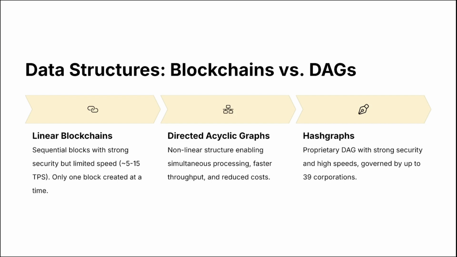So in summary, while blockchain emphasizes security and simplicity, DAG focuses on speed and scalability. And as we mentioned, each has its own trade-off.